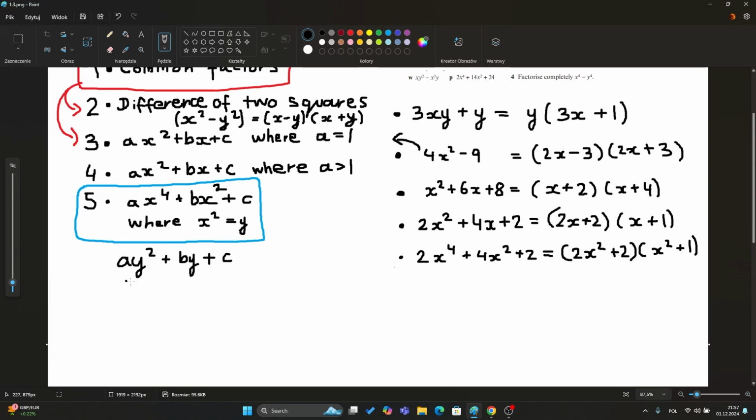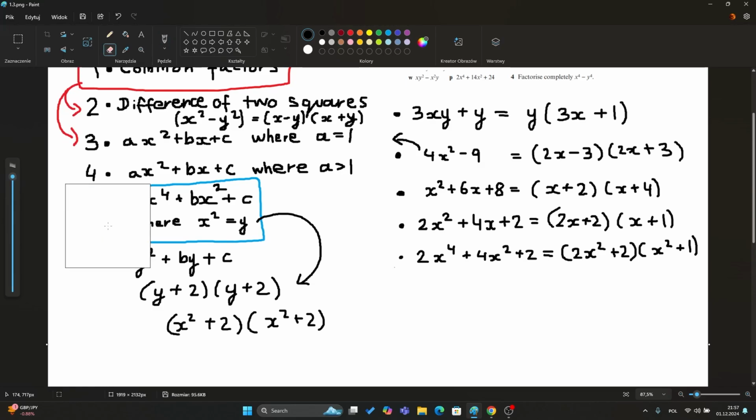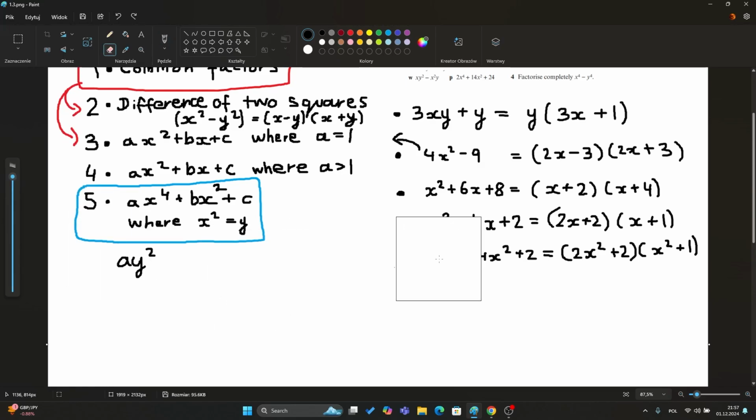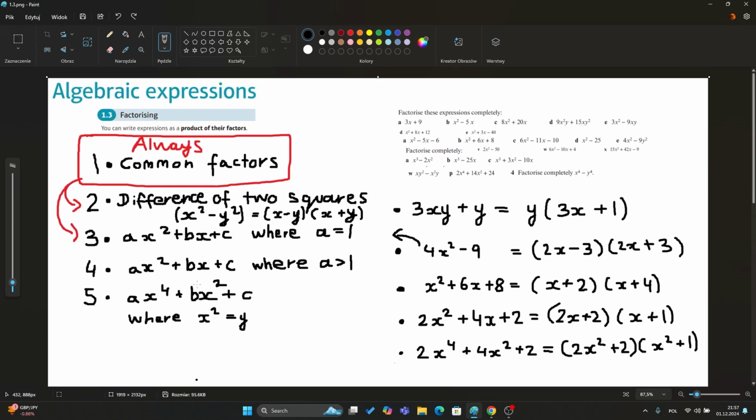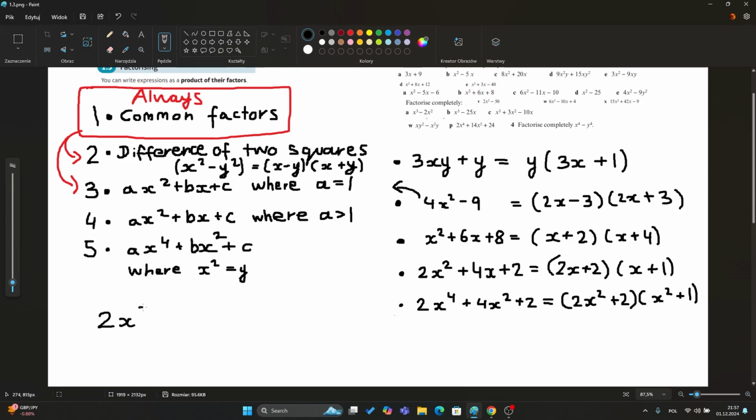So now you can see that if we replace x squared with y, then ay squared plus by plus c is in the form of ax squared plus bx plus c. And therefore we can factorize it, so whatever this is, and at the end we can replace the x's to get the following answer. There will be a question like this, so I will prepare you for it. But first of all, we're going to factorize 2x squared minus 50.